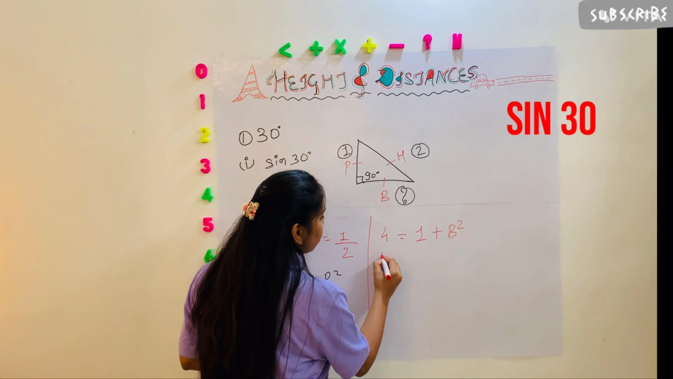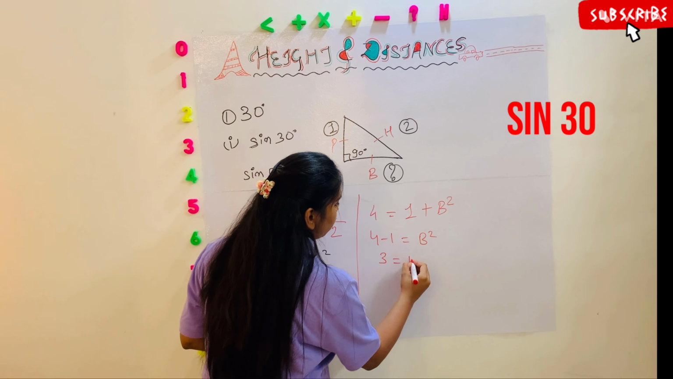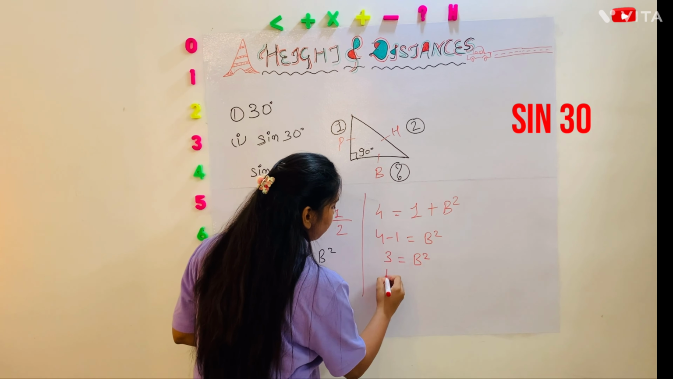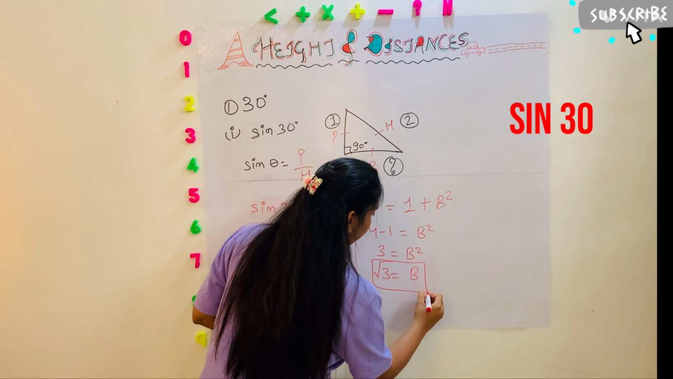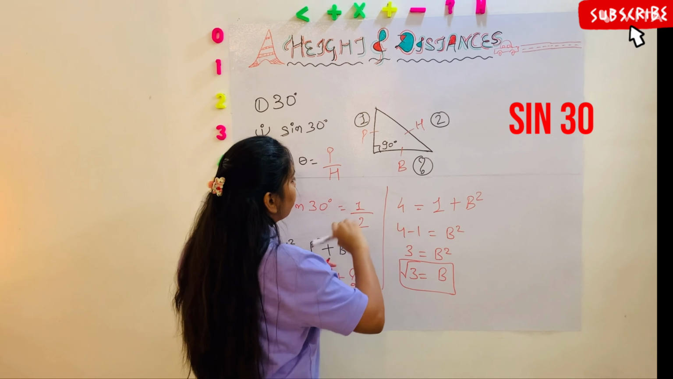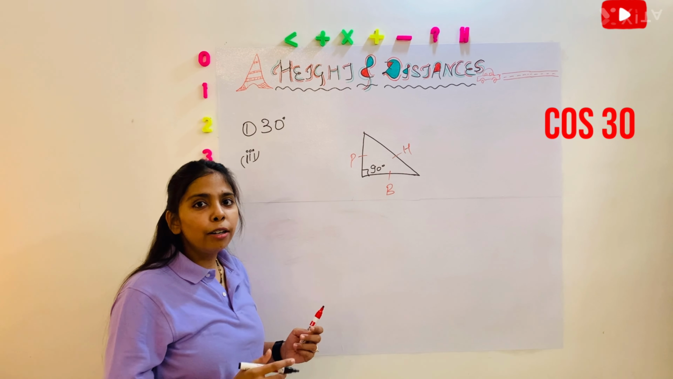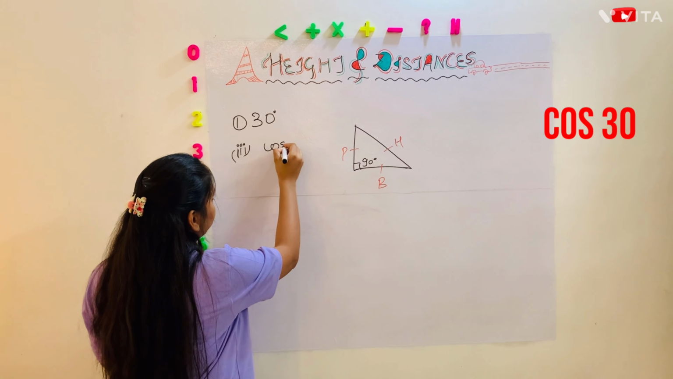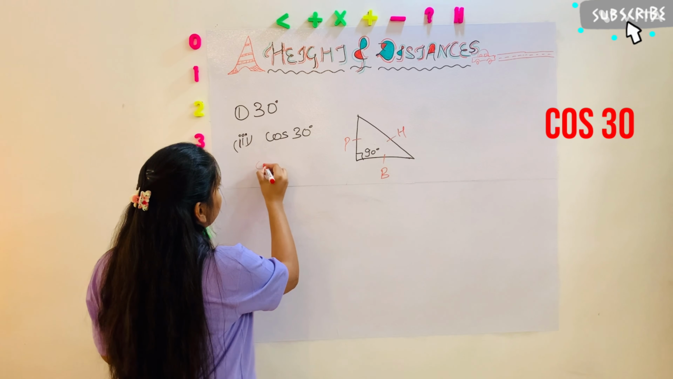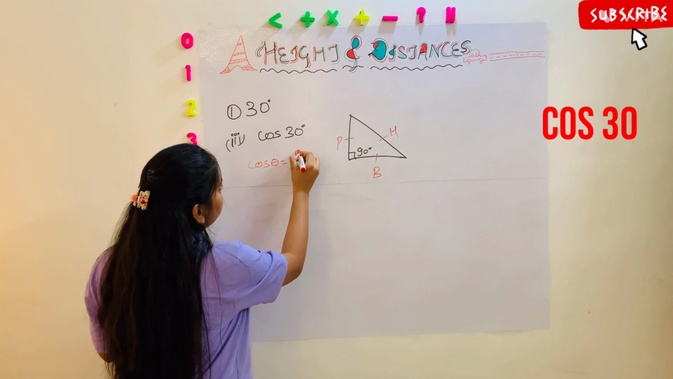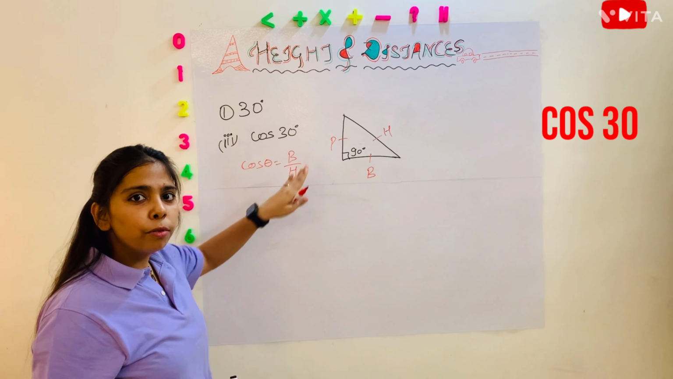Okay. So 4 minus 1 is equals to base square. 4 minus 1 is equals to 3 is equals to base square. So the base is equals to under root 3. Okay. So the value of base is under root 3. Okay friends, so the third one is cos 30 degree. Cos 30 degree. And what is cos theta? Cos theta is equals to base by hypotenuse.